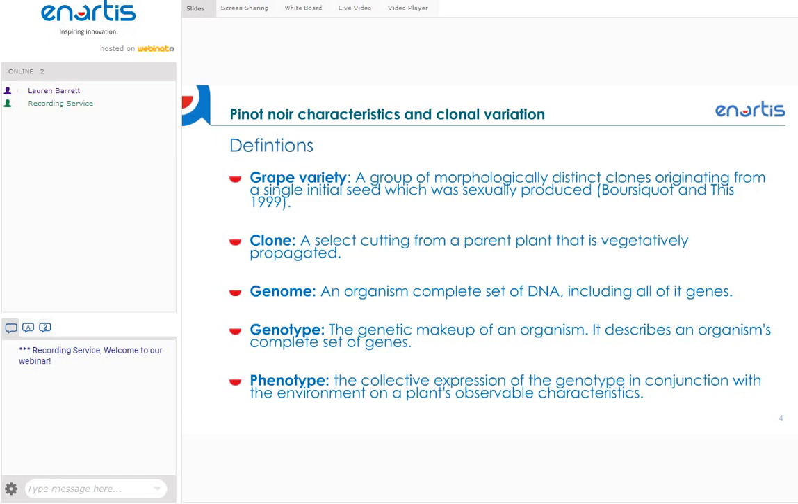Now, a genome is an organism's complete set of DNA, including all of its genes. Genotype is the genetic makeup of an organism, describing the organism's complete set of genes through nucleotides. And a phenotype is a collective expression of the genotype in conjunction with the environment and the observable characteristics that we see.